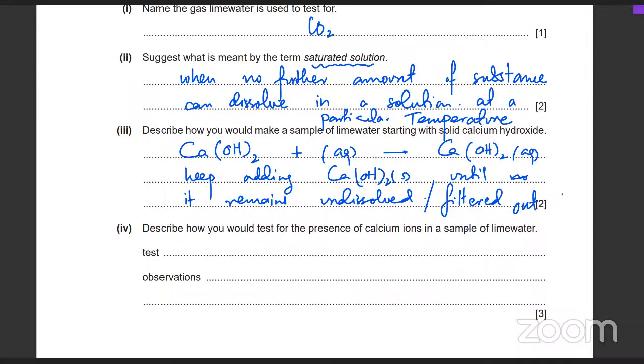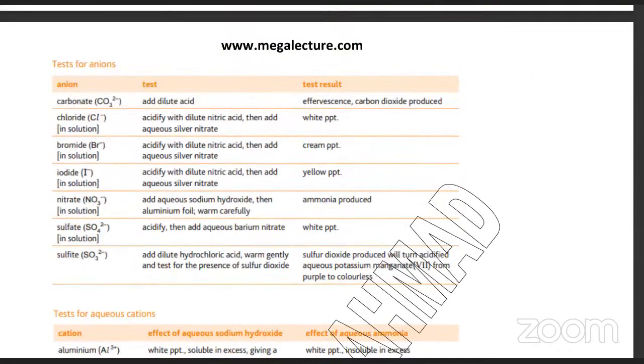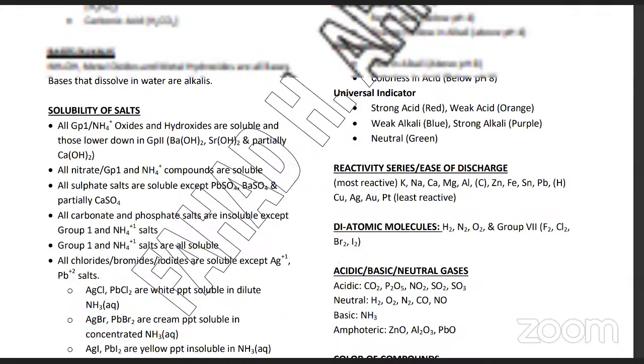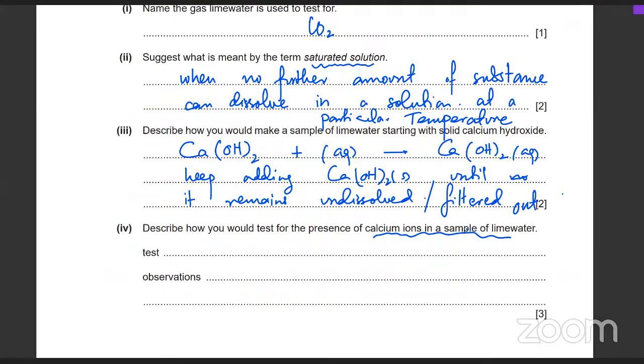So what's the test for calcium ions in a sample? How do you test calcium ions? Again, that's salt analysis. Okay, with this sheet in front, what is the test for calcium ions? It's the test of cations, the base test of cations. Calcium ions will form a white insoluble precipitate with NaOH. Okay, that's the test for calcium ions, and a very slight precipitate in aqueous ammonia. So for the test, you just add NaOH, white precipitate, insoluble in excess.